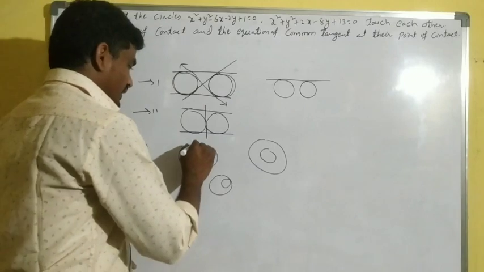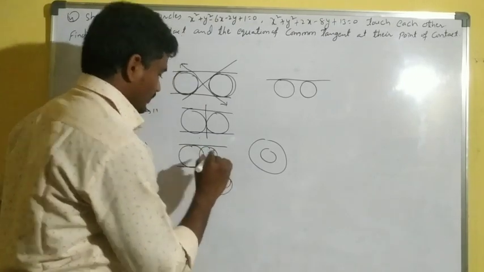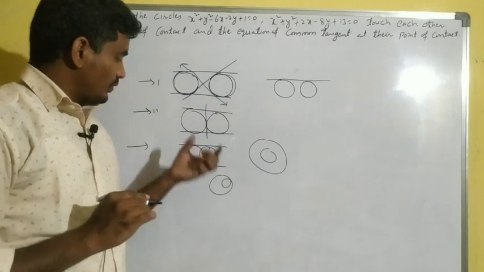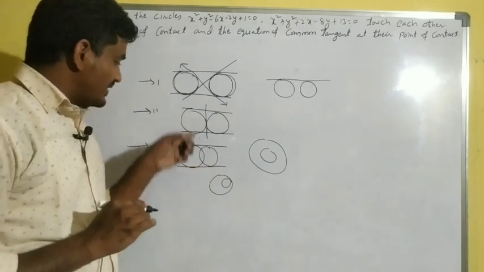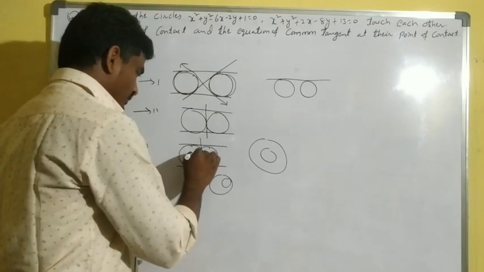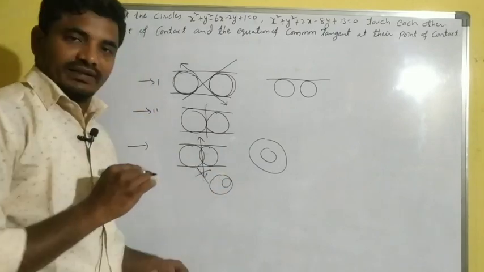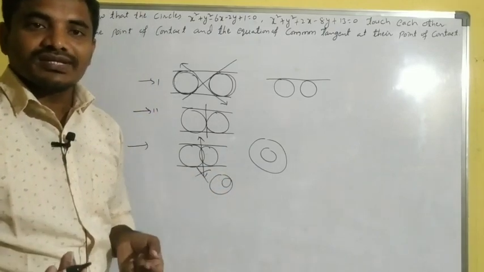And here we can get two common tangents, and there is no transitive tangent here, because if you take a line here which is not a tangent, then it is not tangential, so it has no transitive tangents.